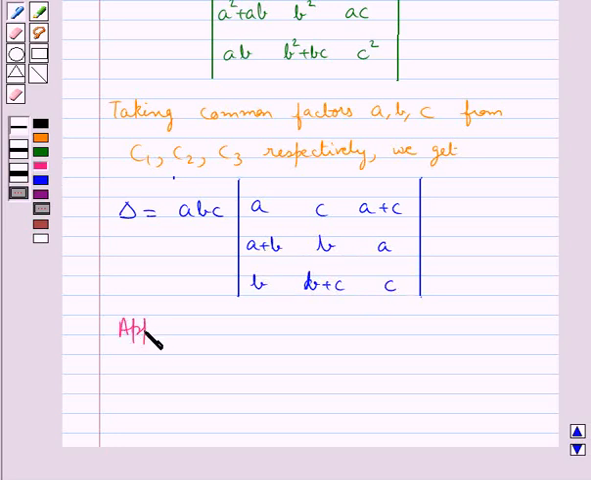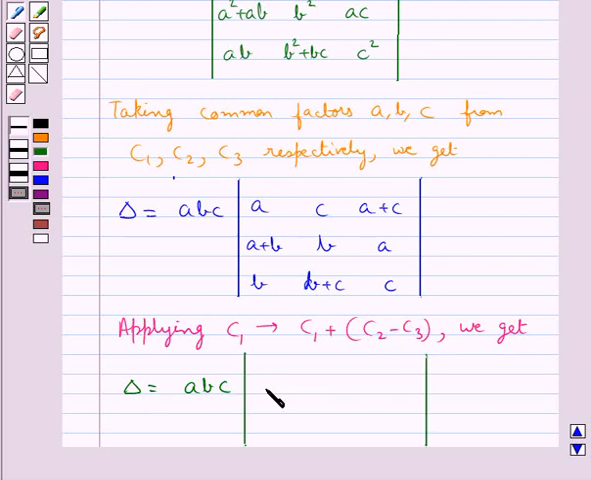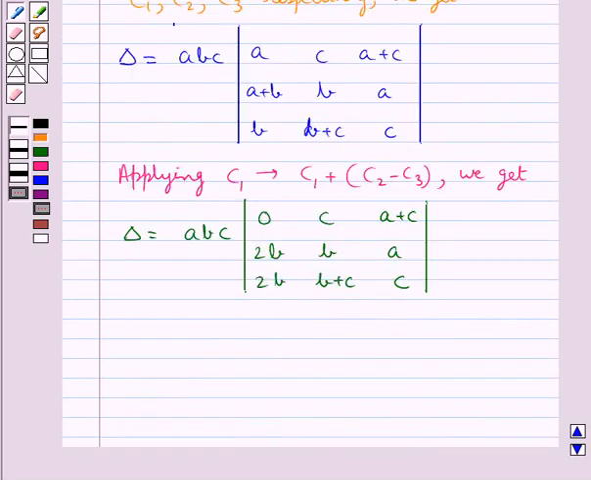Now applying C1 goes to C1 plus C2 minus C3, we get delta is equal to ABC into the determinant with elements 0, C, A plus C, 2B, B, A, 2B, B plus C, C. That is, the elements of the columns C2 and C3 remain the same, and the elements of column C1 are given by C1 plus C2 minus C3.